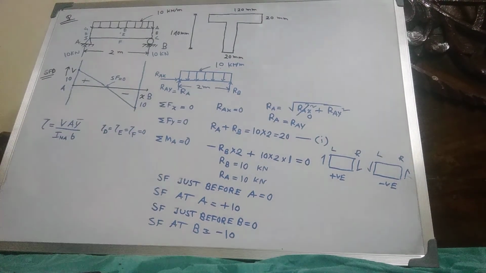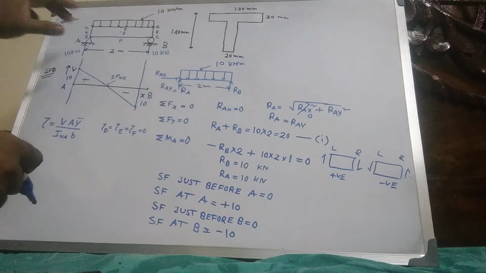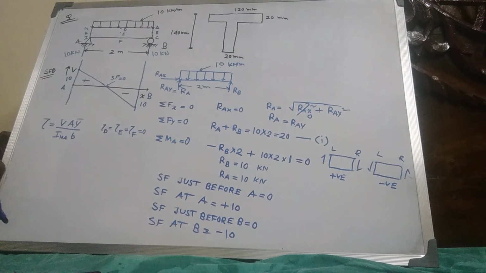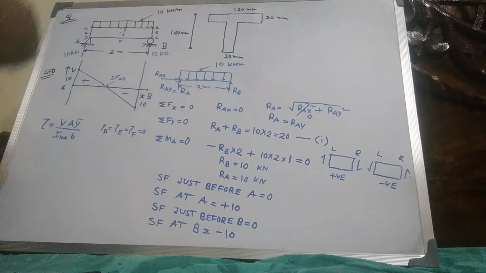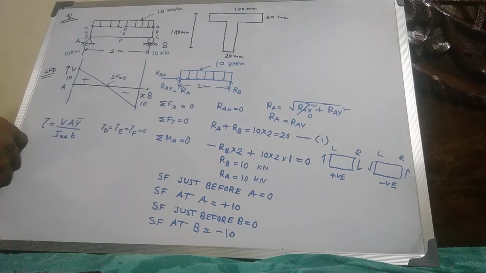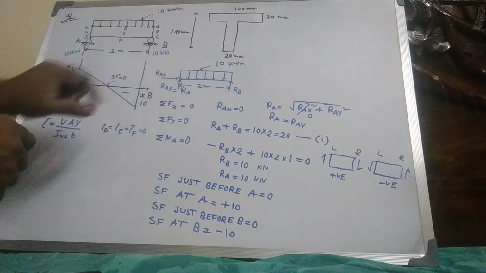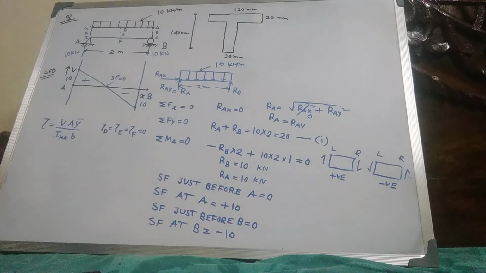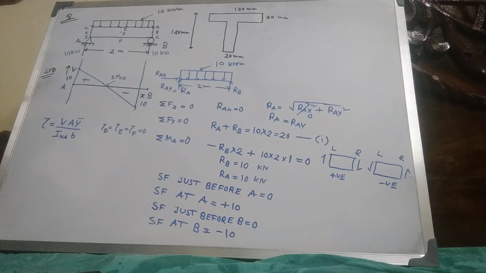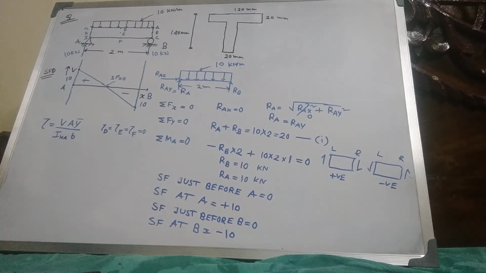But at points A, B, C and points G, H, I, the shear force is maximum, though their directions are different. Now calculate the shear stress at the top fiber, the neutral axis and the bottom fiber.